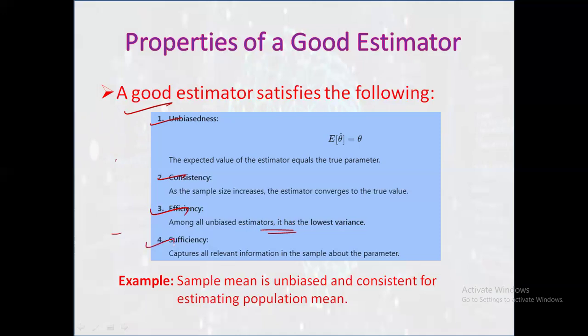Next, sufficiency. A sufficient estimator captures all the information in the sample that is needed to estimate the parameter. This means it uses the data in the most informative way possible without losing any detail relevant to the parameter of interest. Next, function estimator.